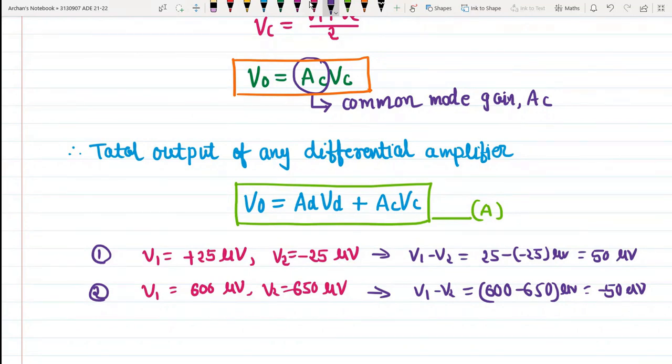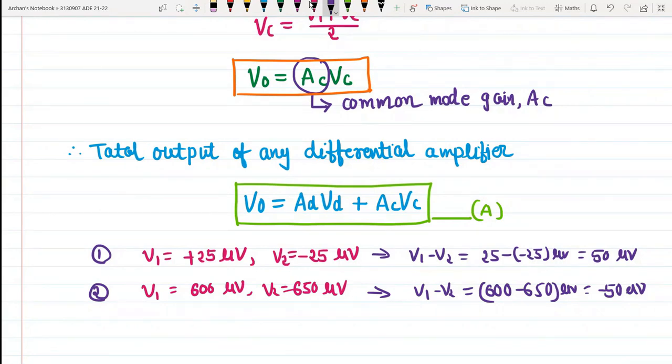Okay, so for an ideal differential amplifier, the differential gain AD must be infinite, while the common mode gain must be equal to 0, and that will ensure zero output for V1 equal to V2. Okay, ideally, theoretically it should be 0 whenever V1 is equal to V2. For that case, what happens? You should have differential gain equal to infinite and common mode gain AC equal to 0. Then we will get output voltage V0 equal to 0 in the case of V1 equal to V2.